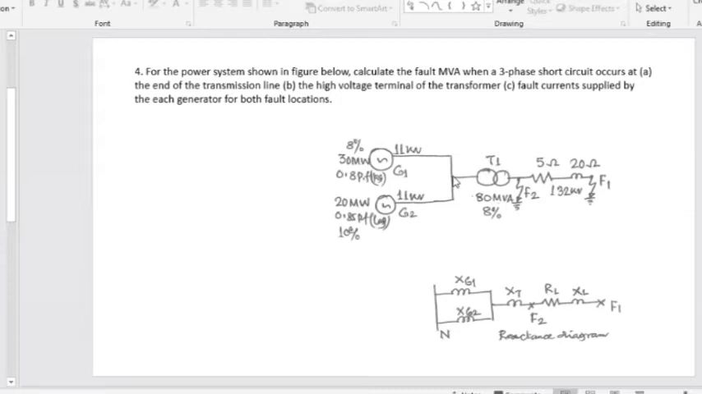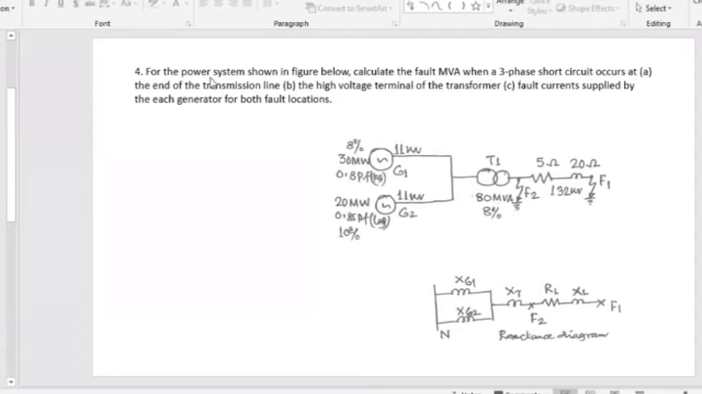So what is happening there? Then we have a transformer T1 which is stepping up the voltage from 11 kV to 132 kV. The rating of the transformer is 80 MVA and its reactance is 8%, and it's connected to a line where the resistance is 5 ohm and the reactance is 20 ohm. There is a fault at the end of the line which is labeled as F1. There is another fault after the transformer which is labeled as F2.